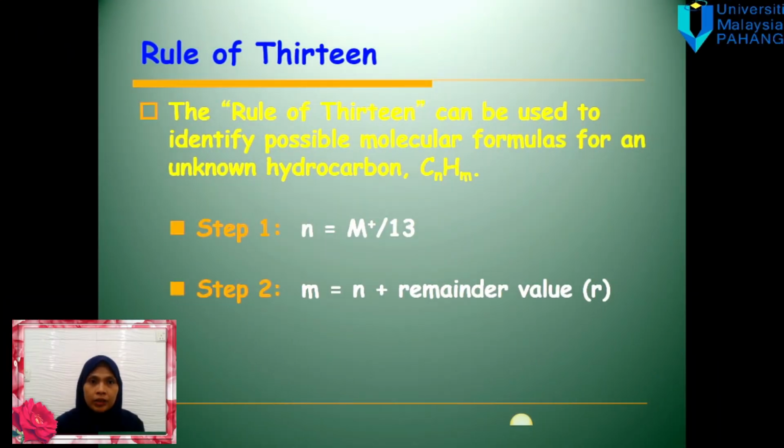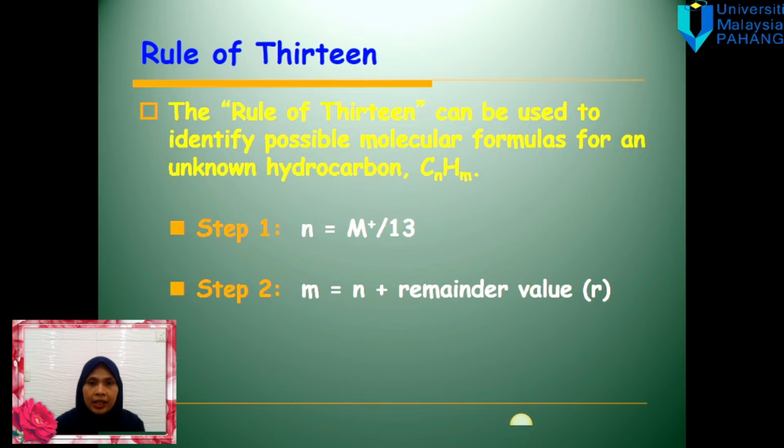Assalamualaikum. We continue with the last part of this chapter, with the title Rule of 13. The Rule of 13 can be used to identify the possible molecular formula for an unknown hydrocarbon. Let's say we know the molecular weight of the unknown organic compound, so we can use the Rule of 13 with the formula CnHm.